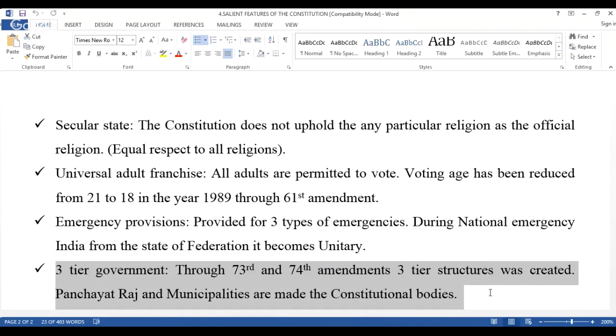The 73rd amendment is basically meant for providing constitutional status to the Panchayati Raj, and the 74th amendment is basically meant for providing constitutional status to the municipalities. That is the reason why today, if you look at the constitution, schedule number 11 mentions the Panchayati Raj, and schedule number 12 mentions the municipalities.